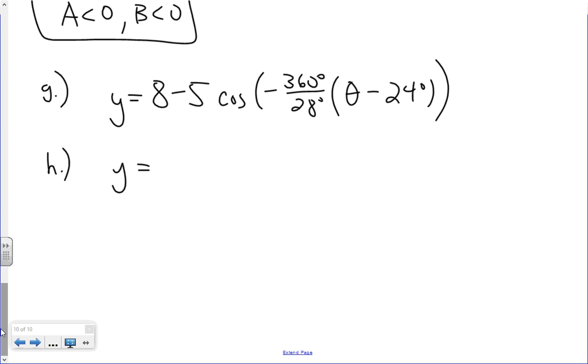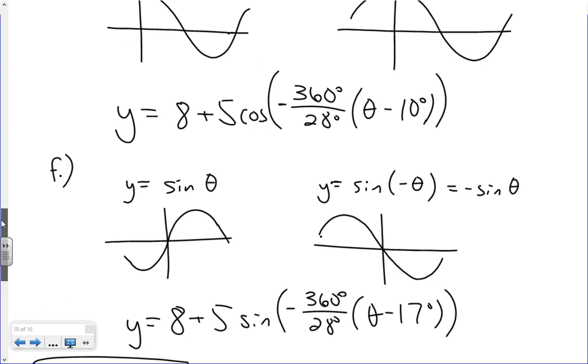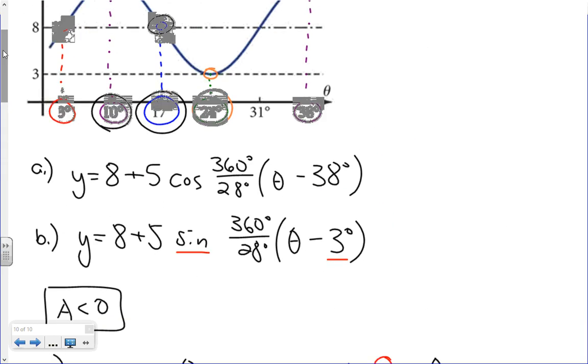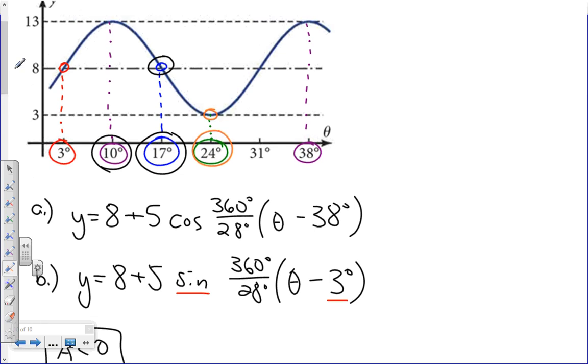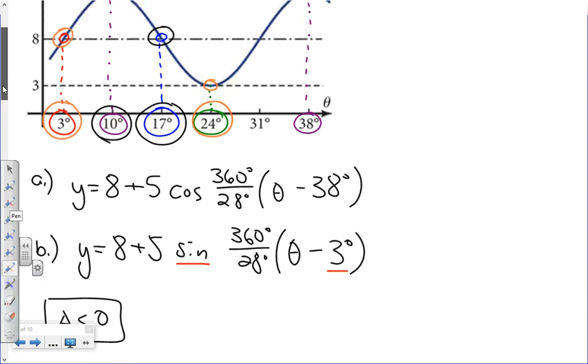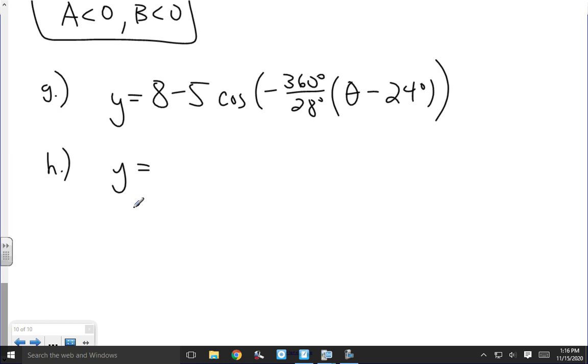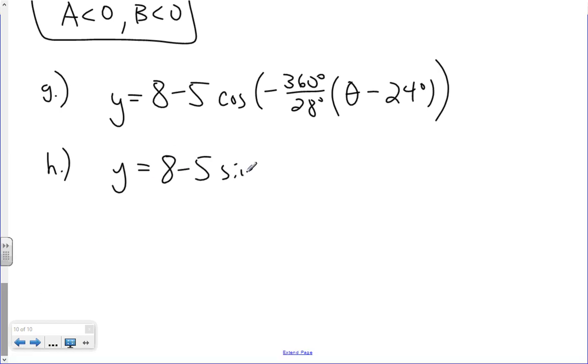If you reflect across the y-axis first, that means your sine function's crossing through the origin but decreasing. It's on its way down. If you reflect that again now across the x-axis, now it's going to be increasing through the origin. So we're back to the same sine function that we already know. So if we mark that one last point on our sketch, I just need to find where the sine function is increasing and crossing the sinusoidal axis, which right here at 3 degrees will work. So we've got y equals 8 minus 5 times the sine of negative 360 divided by 28 degrees times theta minus 3 degrees.